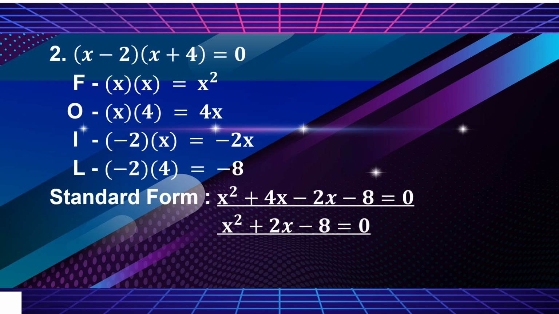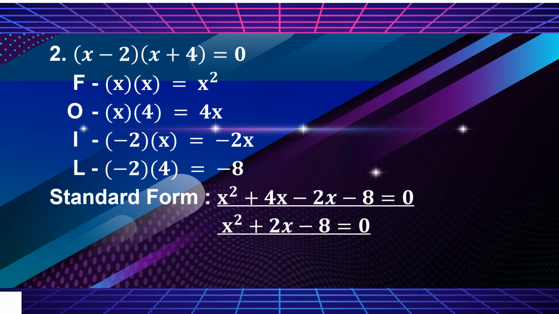Our second example is a binomial. The quantity of x minus 2 multiplied by the quantity of x plus 4 equals 0. In this example, let us try to simplify this one, and let's check if we can arrive at a quadratic equation. Now, in simplifying a binomial, we can use the FOIL method. F stands for the first terms, O outer terms, I inner terms, and L last terms.